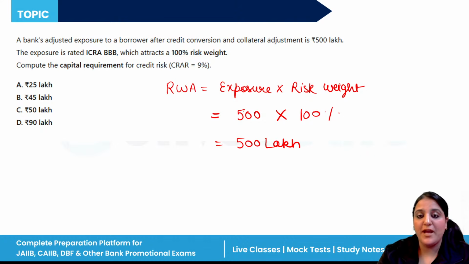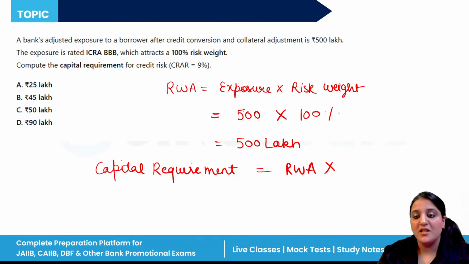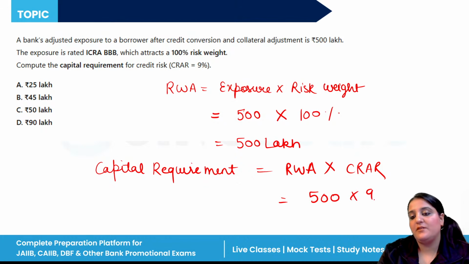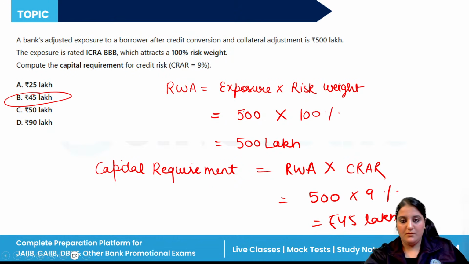Now we have to calculate the capital requirement, which is RWA multiplied by CRAR. 500 lakh, 9% is 45 lakh. So this is the answer. Got it?